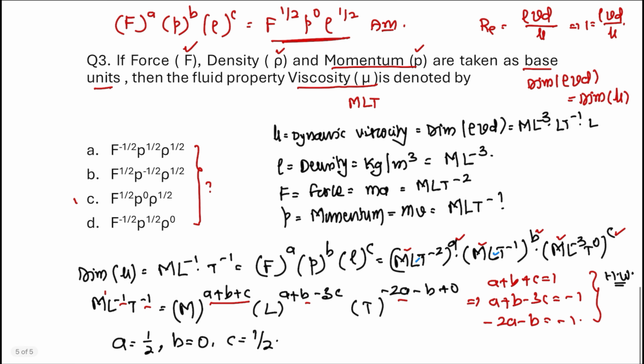What is the answer here? C is the answer. If you see, C is F to the power of half, P to the power of 0, rho to the power of half. This much homework is to be done before getting the correct answer. This is very, very important as far as properties of fluids are concerned. Fluid mechanics is based on the properties, dimensions and units. Very important topic. Then I thought, let me take this as one of the topics for one of the questions as MCQ for your understanding.